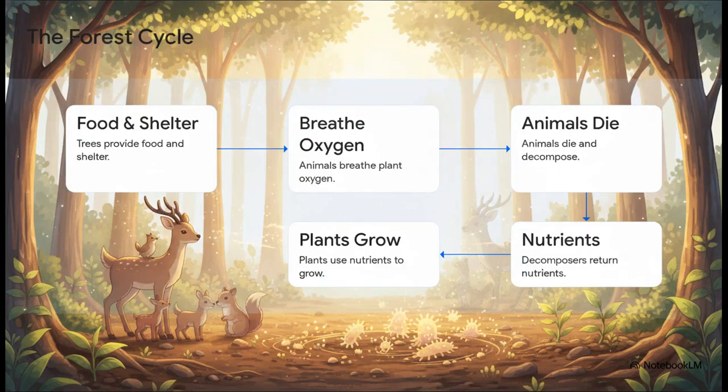Let's walk through how this beautiful loop actually works in a forest ecosystem. The trees, our living biotic factor, provide food and shelter. Then, animals breathe the oxygen those plants pump out. Eventually, those animals pass away, and decomposers get to work, breaking them down and returning those essential nutrients right back into the non-living, abiotic soil. And guess what? New plants use those very same nutrients to grow. It is just a brilliant, self-sustaining loop.